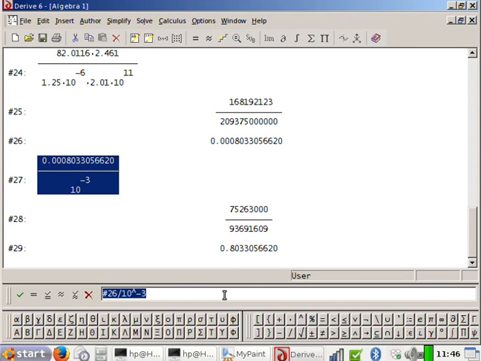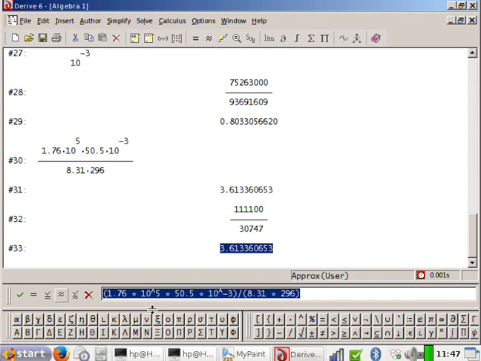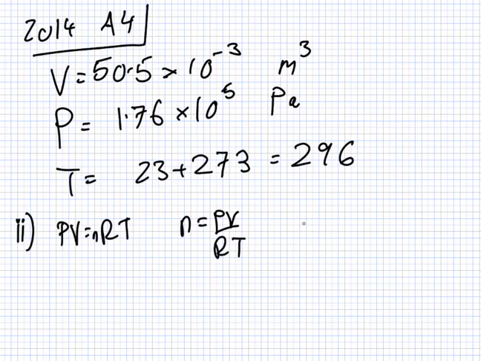So what was the P, please? The pressure originally? 1.76 times 10 to the power 5, multiplied by V, which is 50.5 times 10 to the minus 3, all over R, which is 8.31, and T, which is 296. This is the original. So we have 3.61 moles.